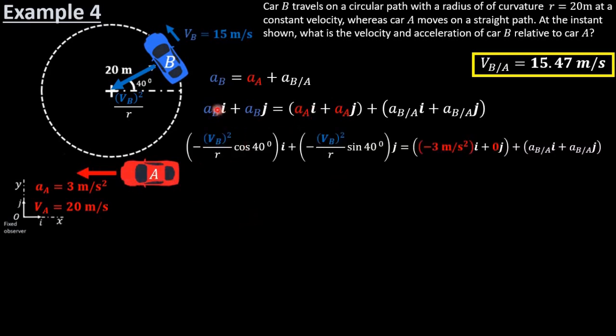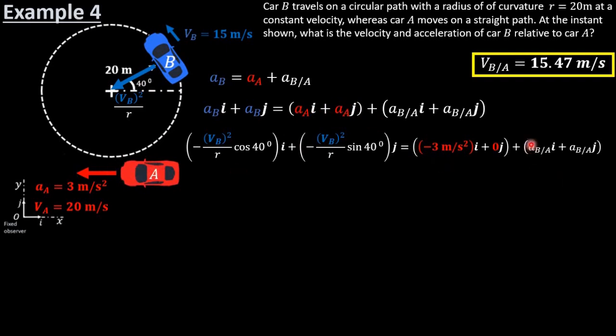Substitute the components of acceleration for car B into here and here with VB squared over R. This is going to be negative because the component of this acceleration in the I direction is going to the left. The J component is also going to be negative because that's going downwards. We substitute the acceleration of car A as well with minus 3 meters per second squared. The acceleration of car A in the J direction is 0 because it's going to the left.